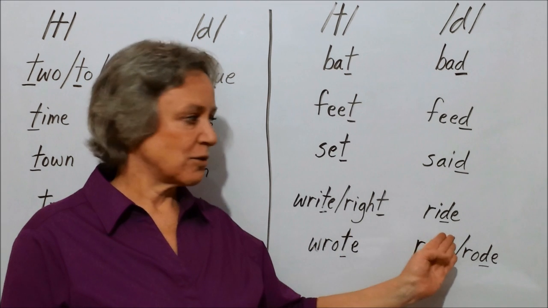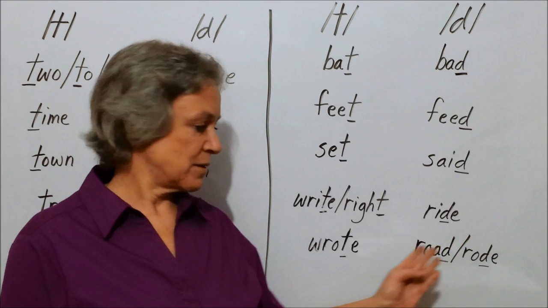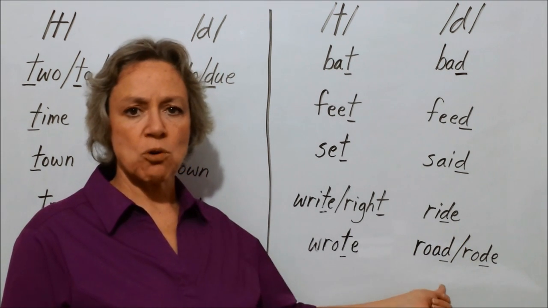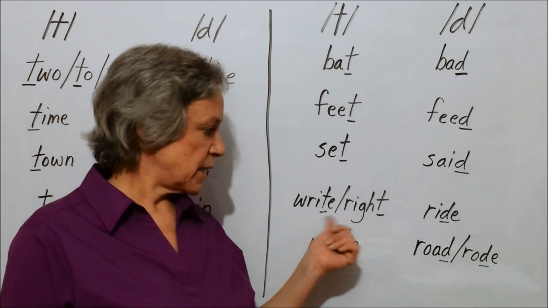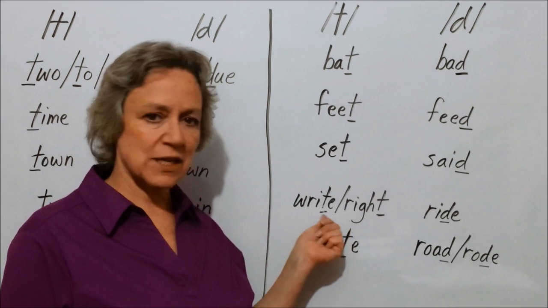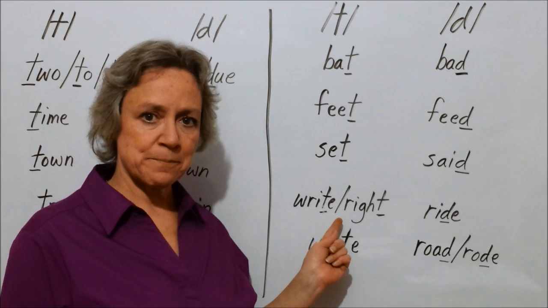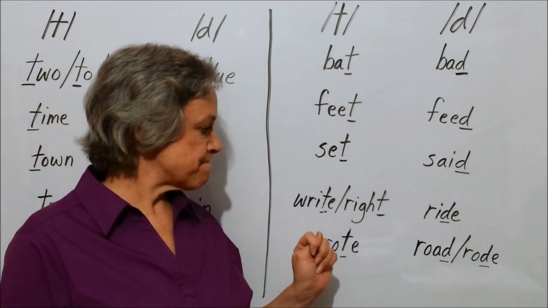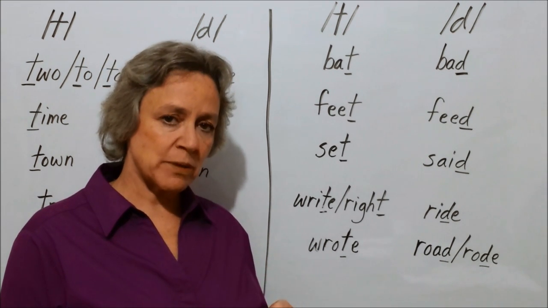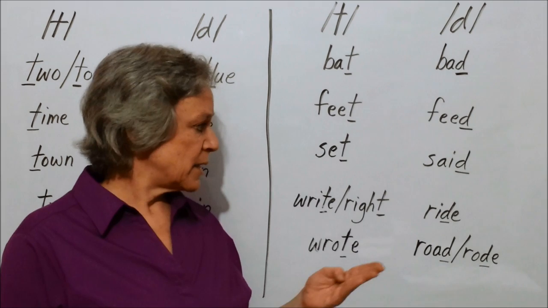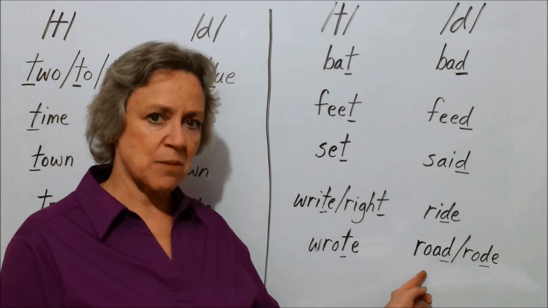Right, ride, right, ride. Rope, road, rope, road. As on the other side of the board, when I have two words like this separated with a slash, that means that these words are pronounced exactly alike. So, you could notice, I hope that you did notice, the longer vowel, especially, well, in all of these, I hope, but especially maybe in these last couple.